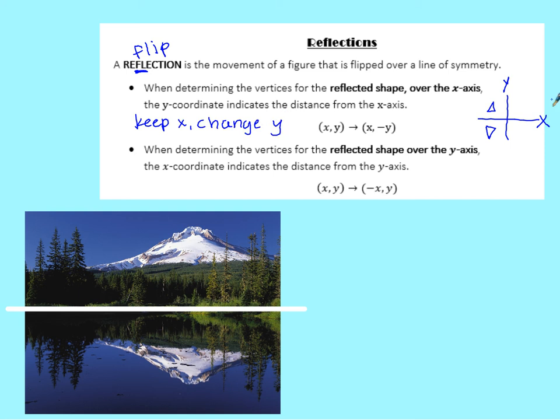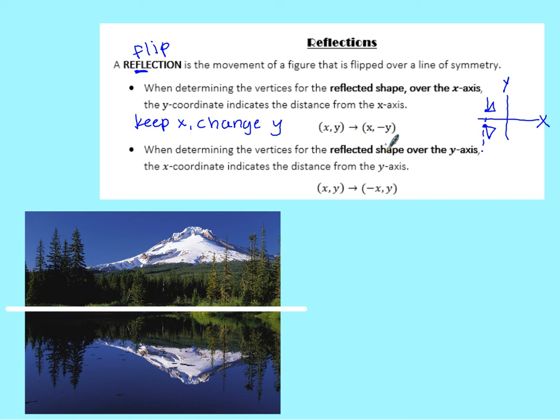And that makes sense, because if we had this point right here, and we were going to flip it over the x-axis, they line up. They're going to be at that same point right there on the x. But their y values, where they are vertically, are different. They're just going to be opposite of one another.